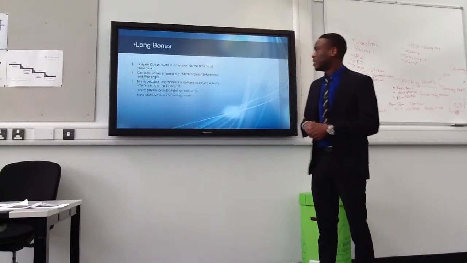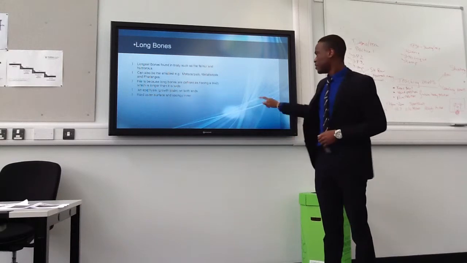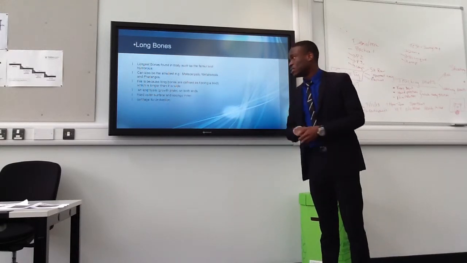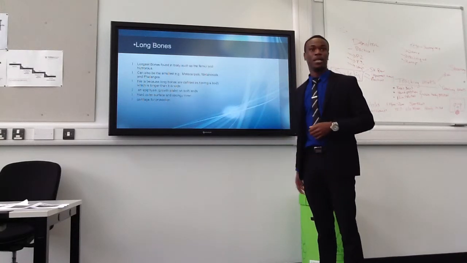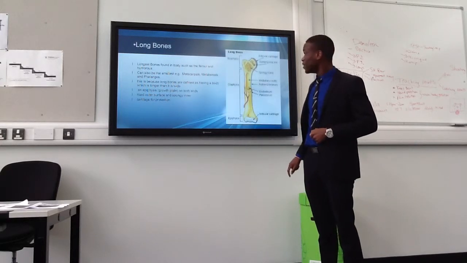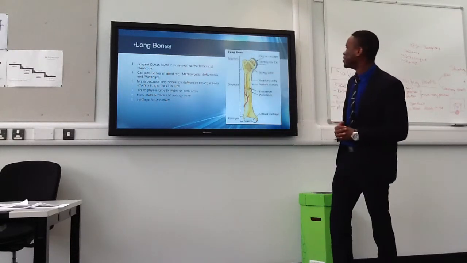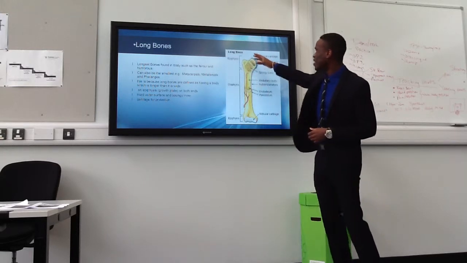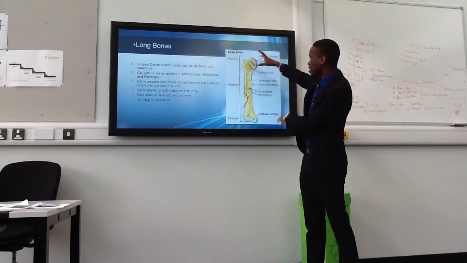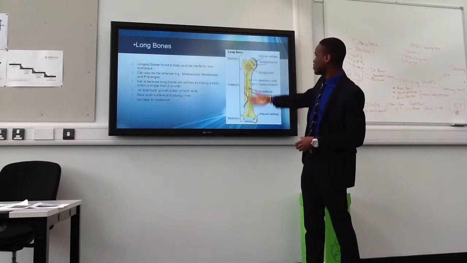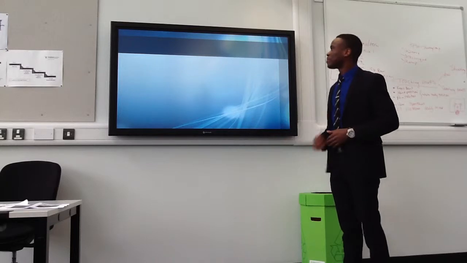They have a hard outer surface and a spongy, marrow-like inner surface. They also have cartilage on the tips of the epiphysis or growth plates. So this is an example of a long bone. You can see it has the structure, the epiphysis at the ends of the bone, and that is the middle part of the bone. I know it's a bit blurry, but you guys can make it out.